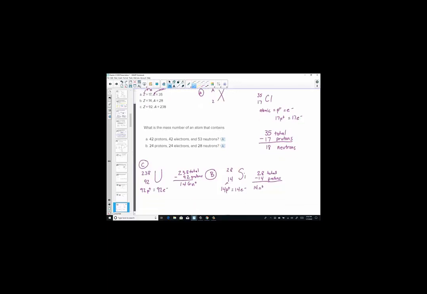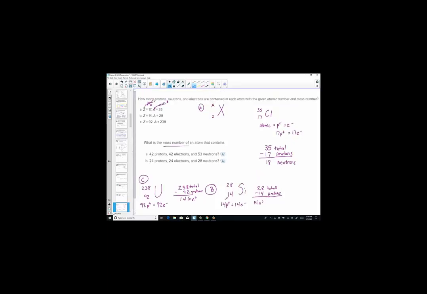The next part, the very bottom of your notepad page, let's check those two while you're here. What's the mass number of an atom if it contains 42 protons, 42 electrons, and 53 neutrons? Remember that mass number is the sum of protons and neutrons, and those little electrons are just fleas on a dog. They do not contribute to the weight.